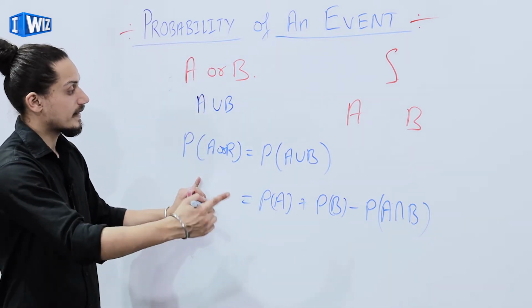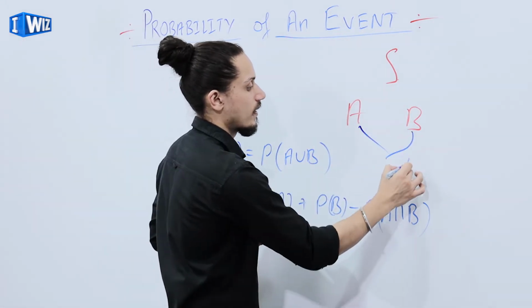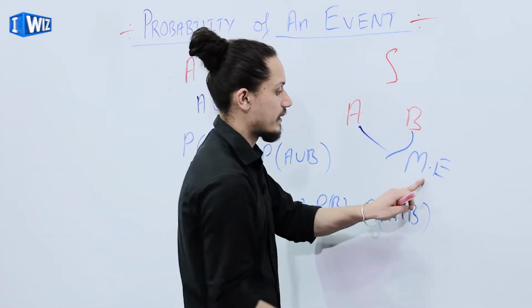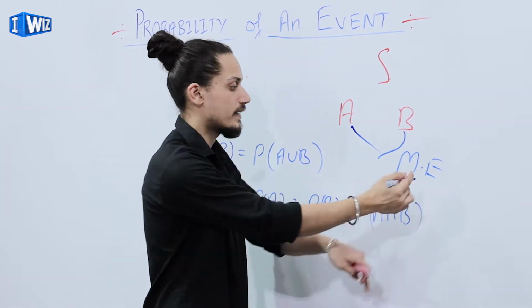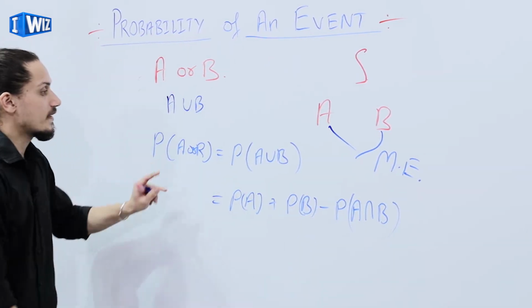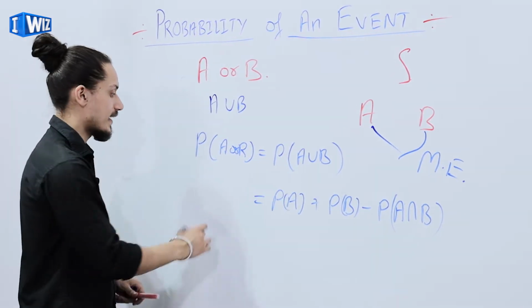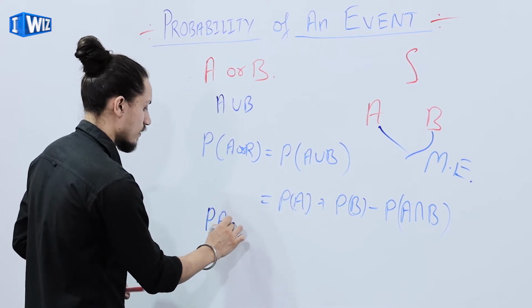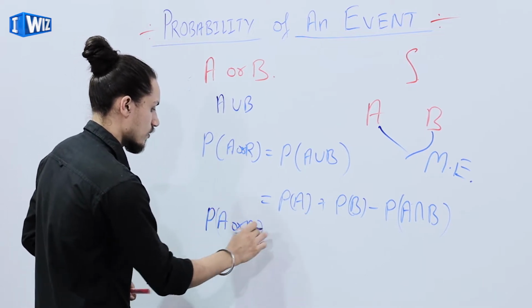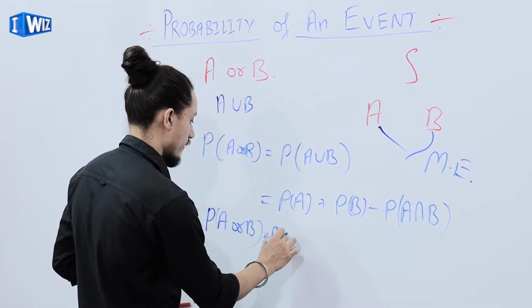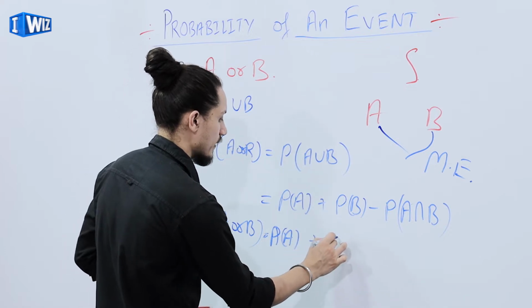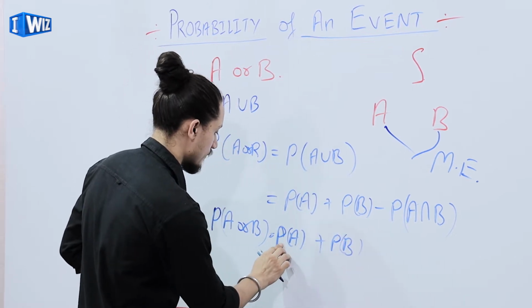But in case A and B are mutually exclusive, ME, in this case we use ME to write mutually exclusive. So if A and B are mutually exclusive events, in that case the probability of A or B becomes the probability of A plus the probability of B.